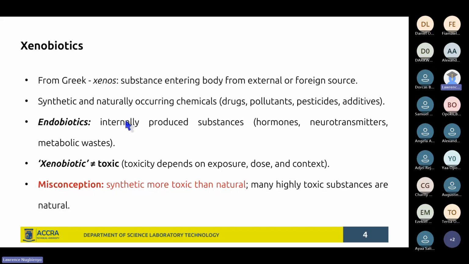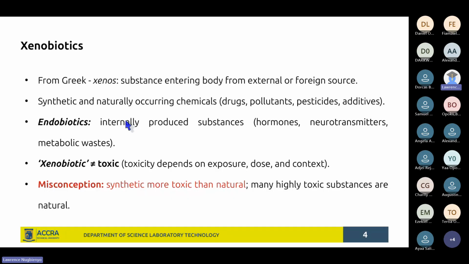These are xenobiotics. And usually in toxicology, when we say xenobiotics, we are referring to either synthetic or naturally occurring chemicals. So we are talking about some drugs, that is some medications, some pollutants, some pesticides, even food additives, which will come from natural sources. These are xenobiotics because they are from external sources that are being taken into the body.